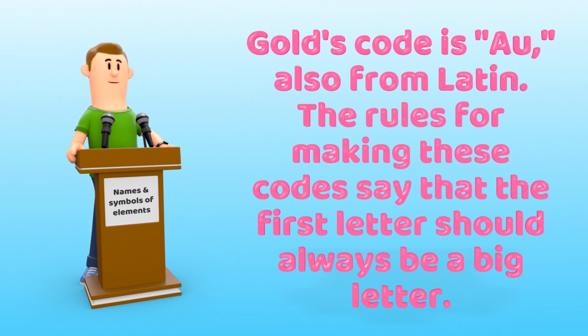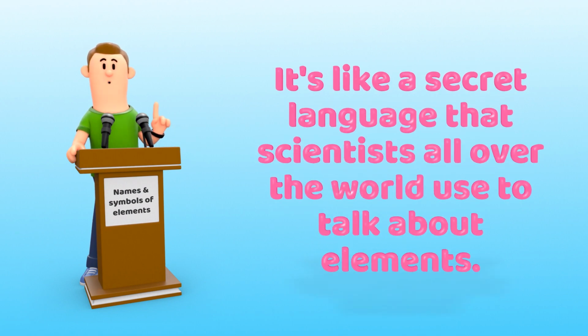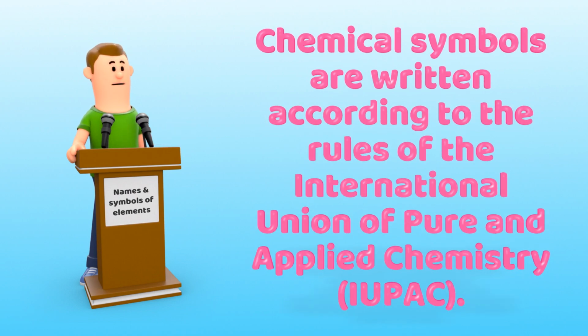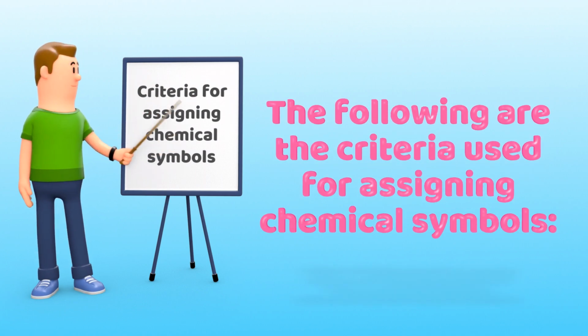Generally, the rule for making these codes says that the first letter should always be capital. Of course, it is just like a secret language that scientists all over the world can use to talk about elements. Chemical symbols are written as per the rules of the International Union of Pure and Applied Chemistry. We call it IUPAC. Okay, let's now see the criteria for assigning chemical symbols.